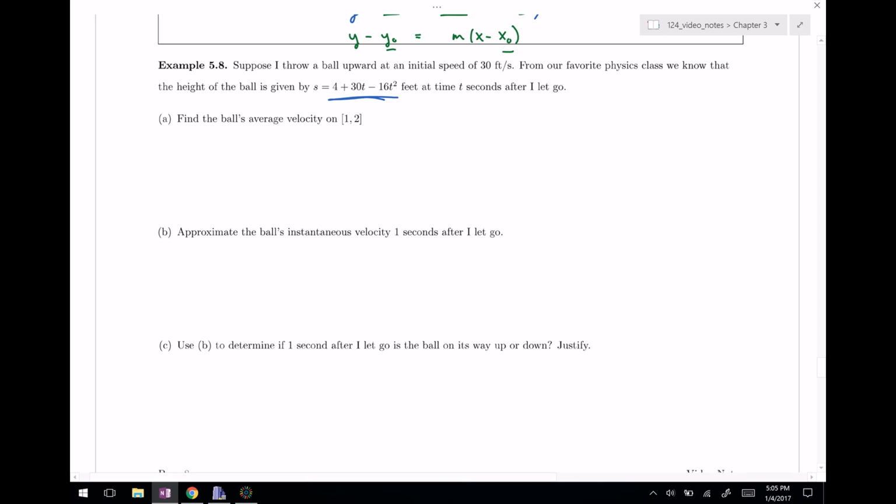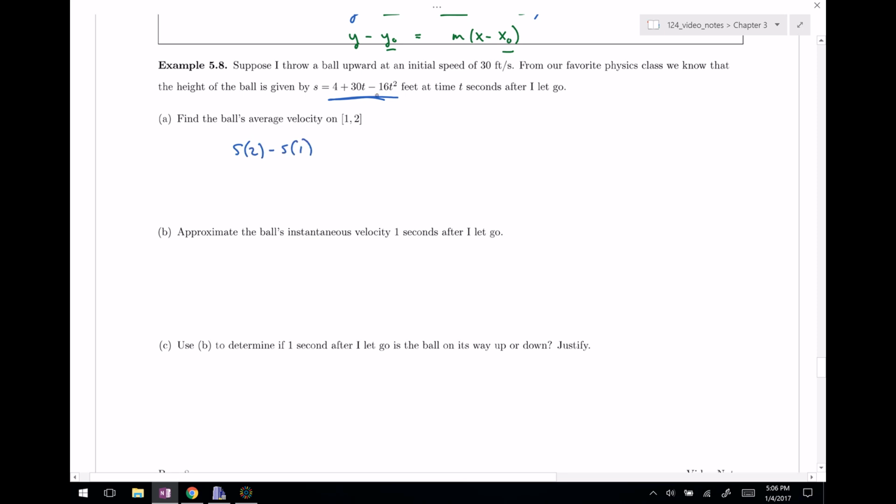And this is the height, so it's going to be units of feet for a specific time t after I let go. So I want to find the ball's average velocity. Average velocity, you should be thinking about the average rate of change. On average, how much is the height changing? So if I want to know the ball's average velocity, again, I want to use the average rate of change formula. So I'm going to do s of 2 minus s of 1.